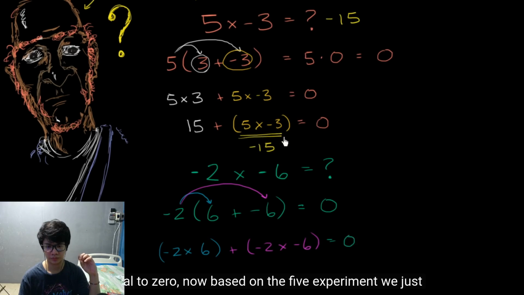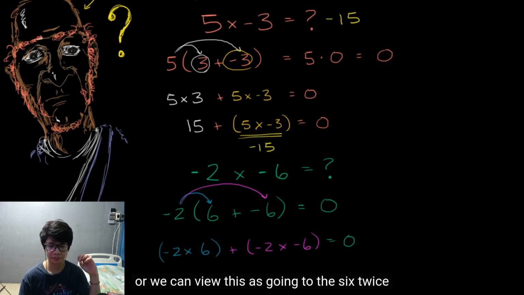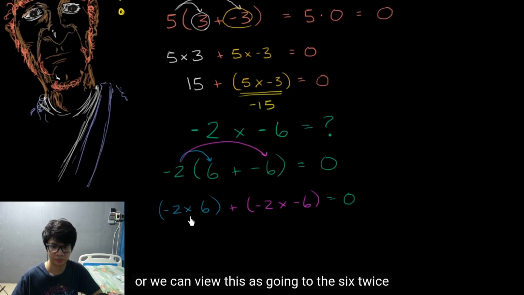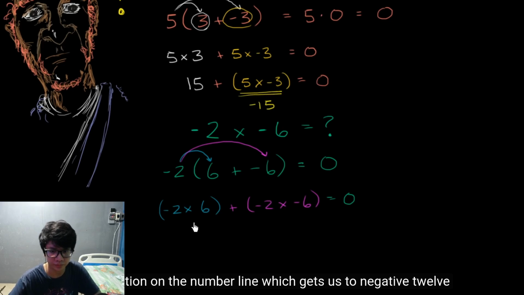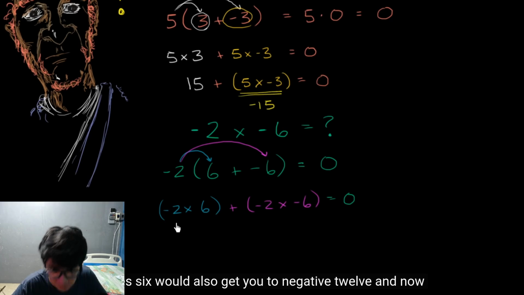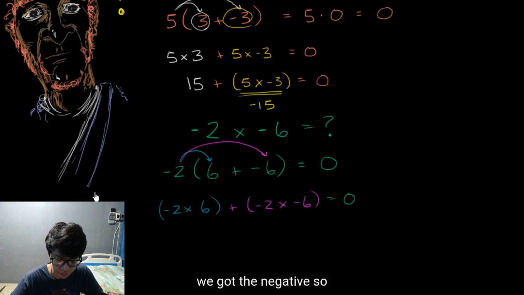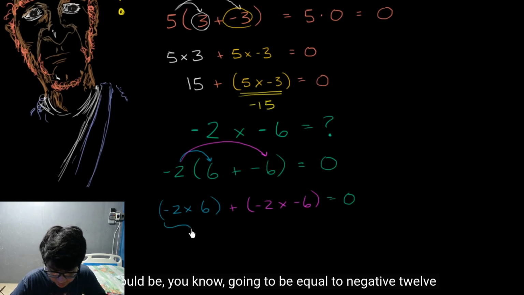Now, based on the thought experiment we just did, this needs to be equal to negative 12. Or we could view this as going to the 6 twice in the left direction on the number line, which would get us to negative 12. Or you could say repeatedly adding negative 2 6 times. That would also get you to negative 12. And now we also saw over here that we multiplied a positive times a negative and got the negative. So we know that this is going to be equal to negative 12.